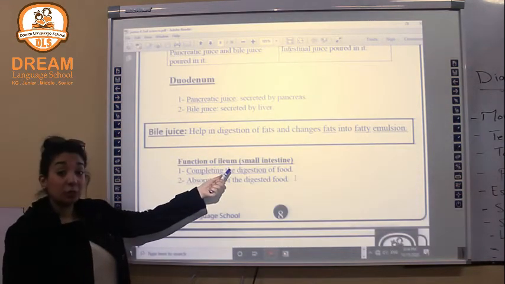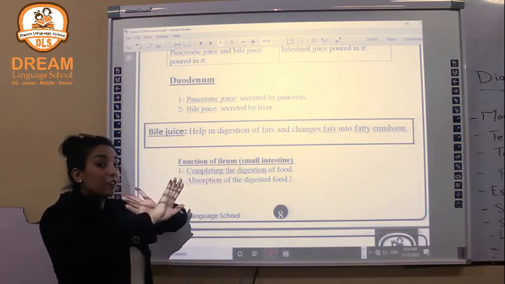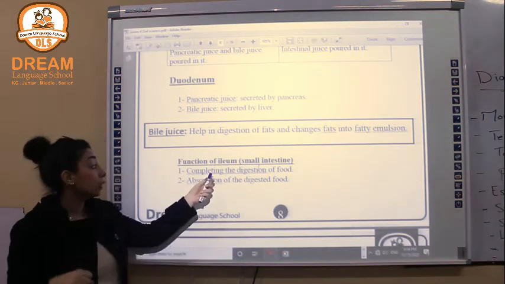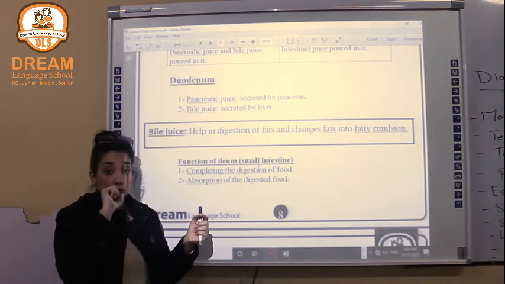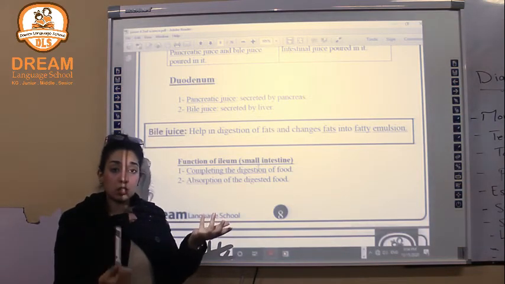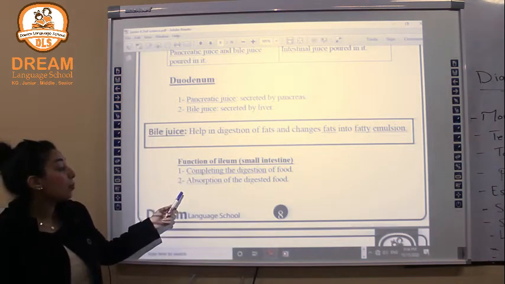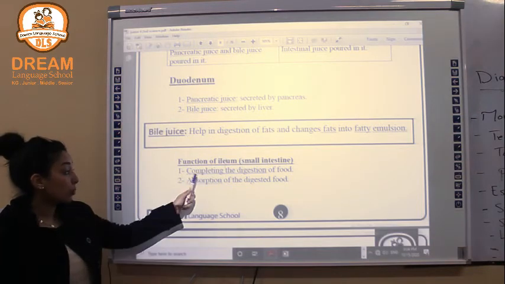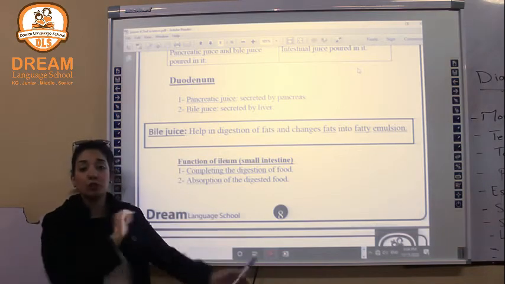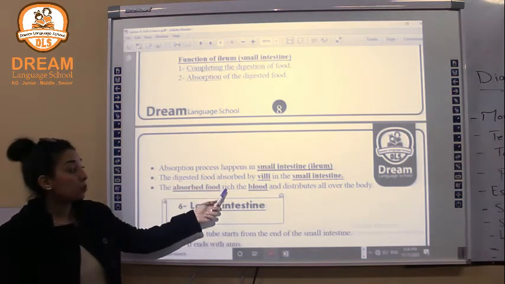So the function of the ileum, the function of the small intestine, is completing the digestion, the final digestion, and absorption of the digested food. So I complete the digestion of the food, it's the final step. Why am I digesting it? To move it inside the blood. So I have the absorption of the digested food. So ileum: complete digestion and absorption. Absorption is to take it and give it to the blood. The absorption process happens in the small intestine.